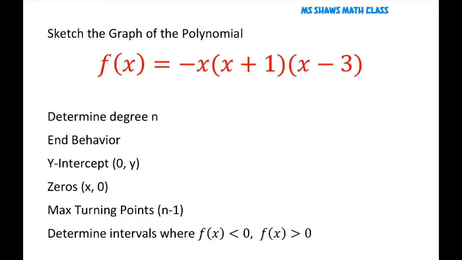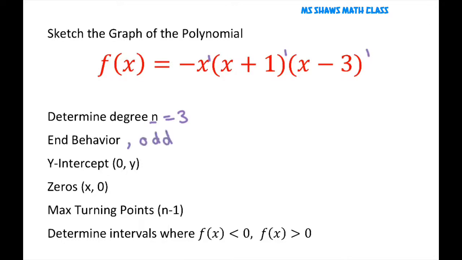Hi everyone, we're going to sketch the graph of this polynomial, and the first thing we need to determine is our degree. So for f of x, we have a 1 here, 1 here, 1 here. So all these are multiplicity of 1s, but all you have to do, since this is not in standard form, is add up the 1s. So n equals 3. And that's an odd number, and we're going to write that here.